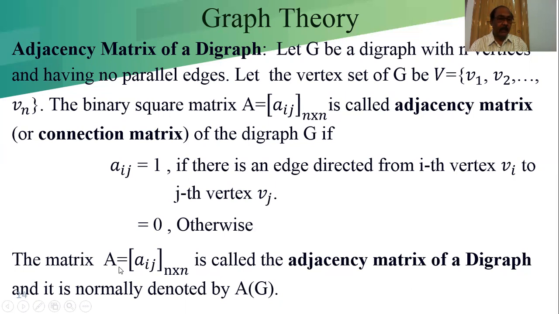The matrix A equal to Aij is a square matrix, N by N. It is called the adjacency matrix of a digraph and it is normally denoted by Ag, where G is the notation of the graph.